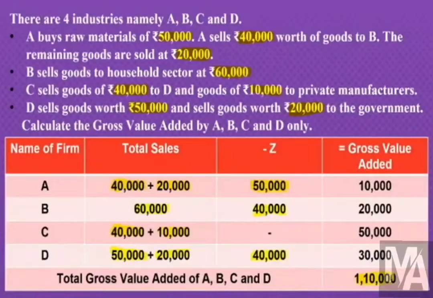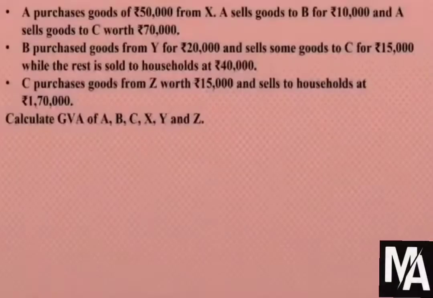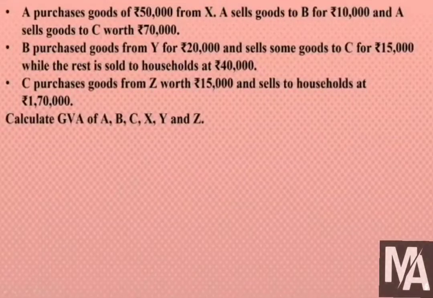Just a quick reminder, the formula is total sales minus raw materials. This is the value added by A, B, C, and D in this particular problem. We'll move forward to another particular problem.